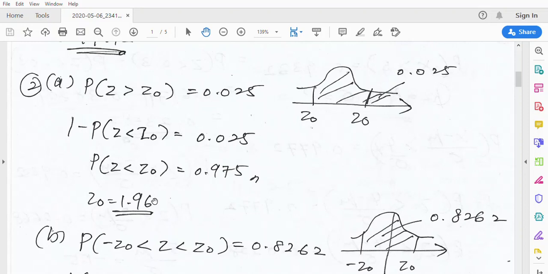Okay, so the position of z naught 1.96 is over the positive part, and the position of the probability given is this part only, not this part.